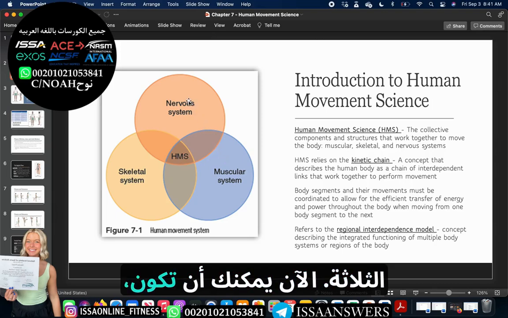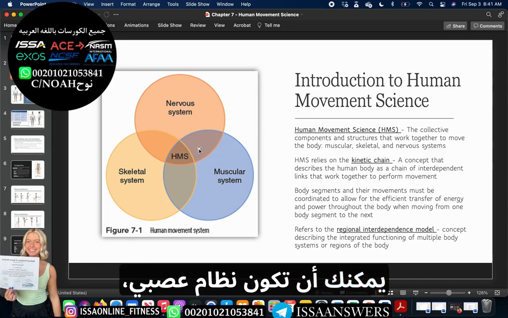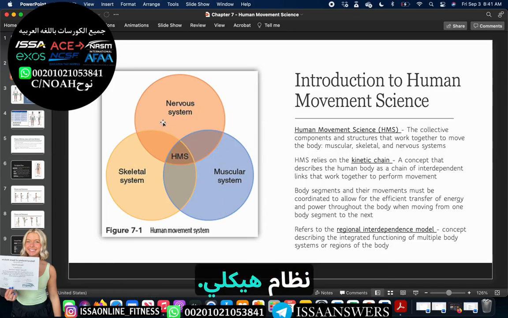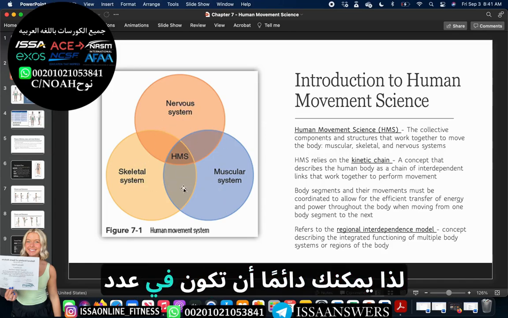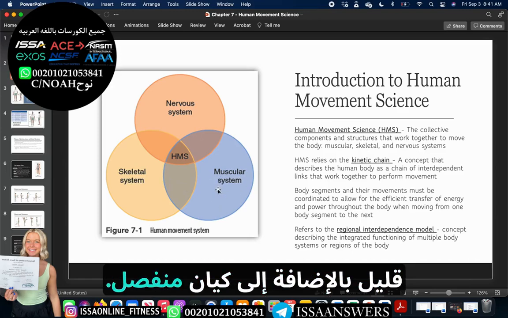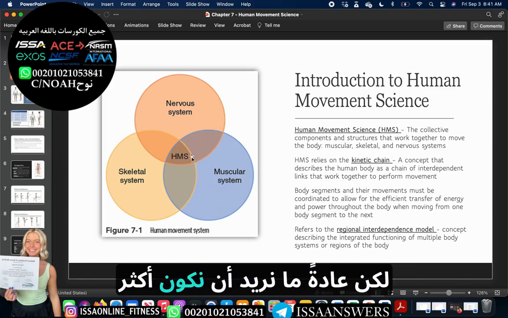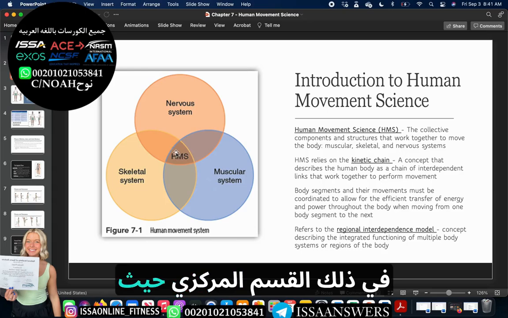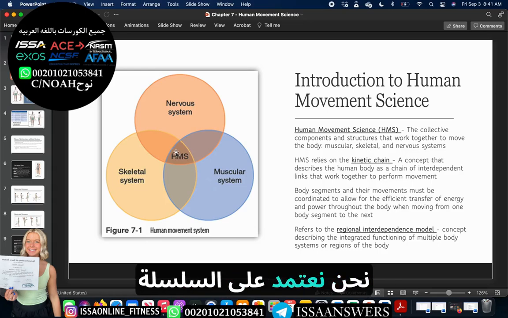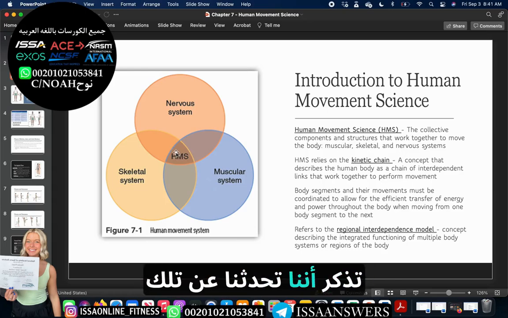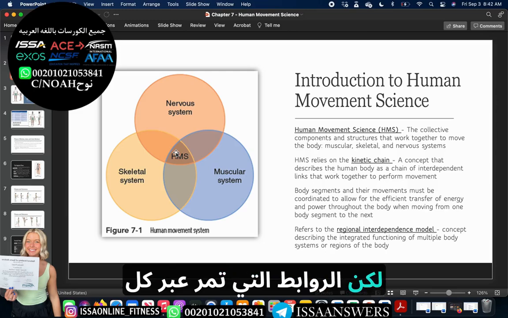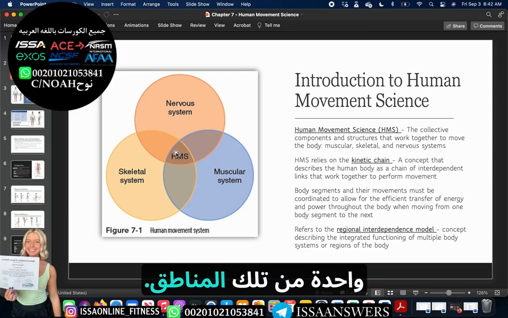Now, you can be nervous system and muscular system. You can be nervous system and skeletal system. So you can always be in a few, plus a separate entity. But typically, we want to be more in that center section where everything is working together. We are relying on our kinetic chain. Remember we talked about those in a previous chapter, the links that go through each one of those areas.